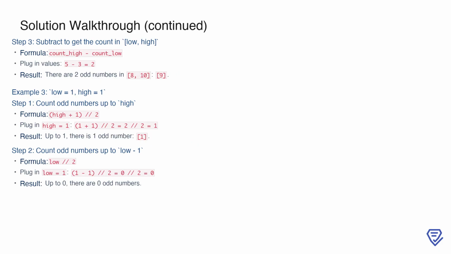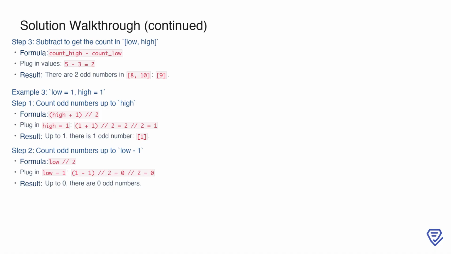To determine the count of odd numbers within the range [low, high], we subtract the count of odd numbers up to low - 1 from the count of odd numbers up to high. From our calculations, we subtract 3 from 5, resulting in 2. Thus, there are 2 odd numbers in the range [8, 10].